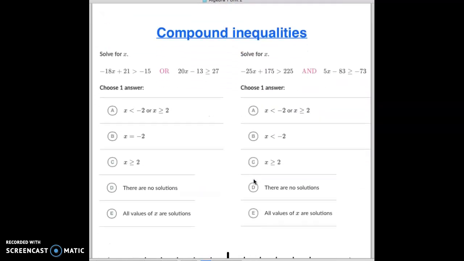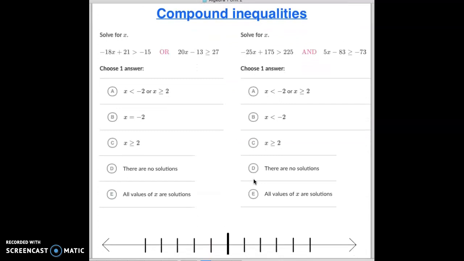The second one that we're doing today is called compound inequalities. Similar to the one above, we're just kind of solving some inequalities. So let's do the first one here.